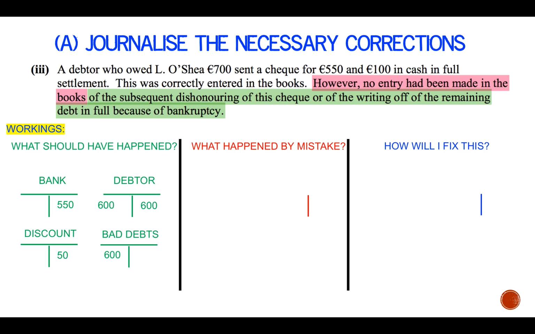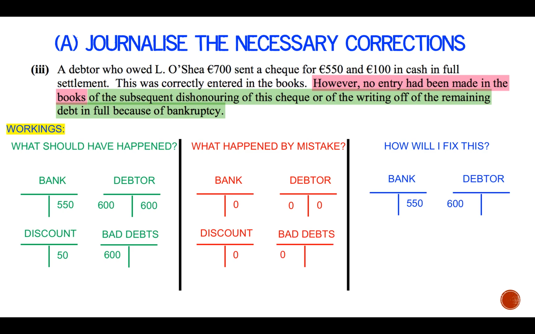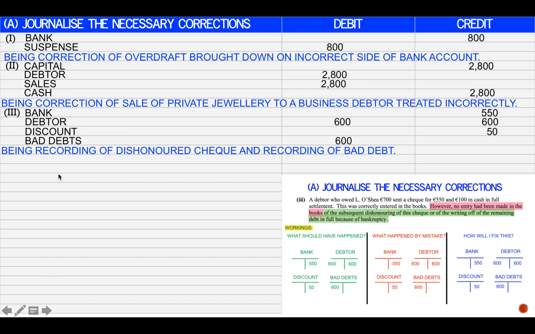So what happened by mistake was that absolutely nothing was entered into the accounts. So how do we fix this? We just enter in what should have happened. So we enter that now into our part 3. Bank, €550 on the credit side, debtor, €600 on the debit and credit side, discount, €50 on the credit side, and bad debts, €600 on the debit side. The narration there being recording of a dishonoured cheque and recording of a bad debt.